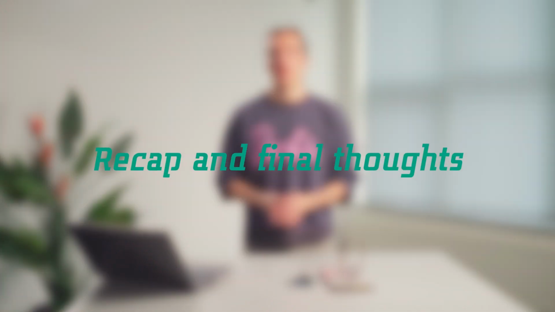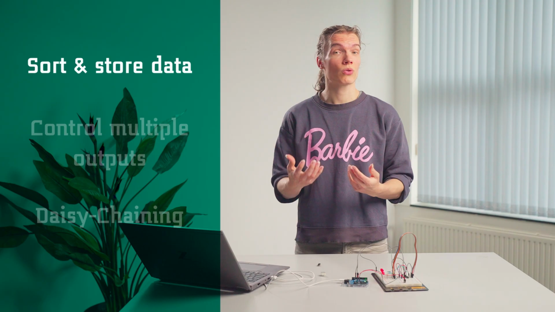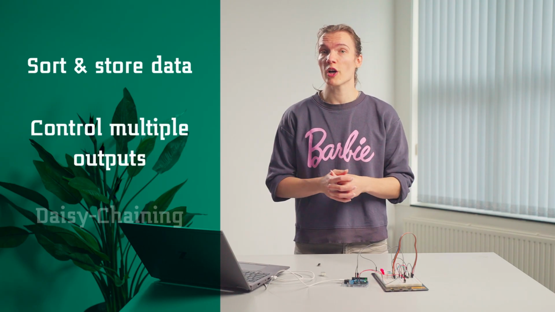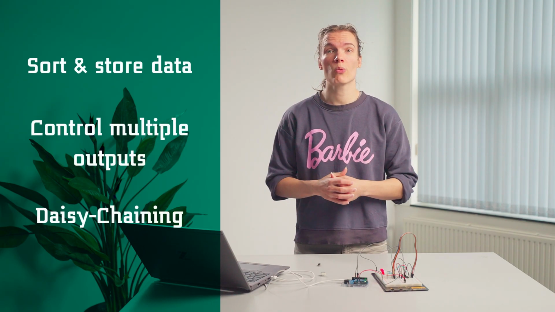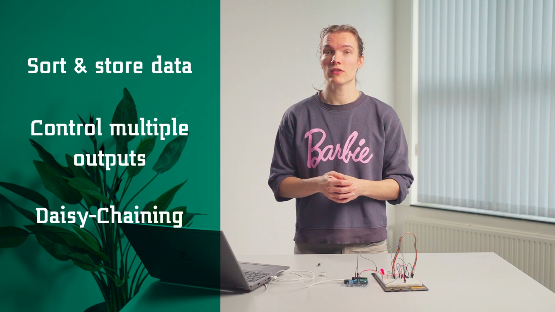Okay, so we now know that the shift register can sort and store data, control multiple outputs, and be daisy chained with other shift registers to expand the number of outputs. This also allows you to use less of those precious output pins of your microcontroller. However, the shift register is not the only IC that can do this. Another way to do this is by using a BCD decoder, which will be discussed in a separate video. Make sure to watch that video as well.